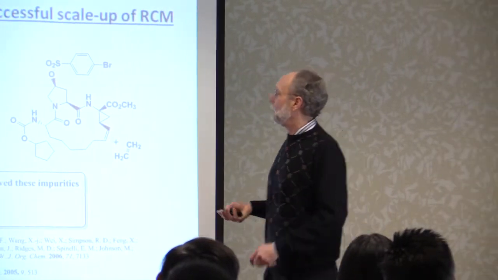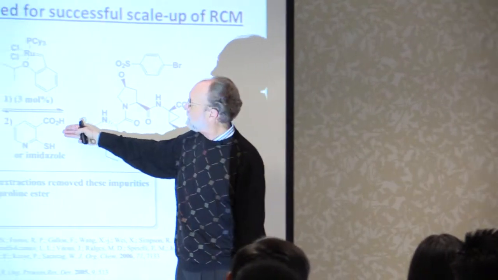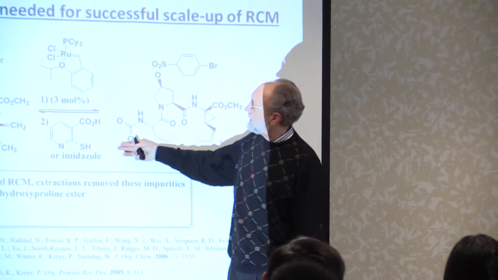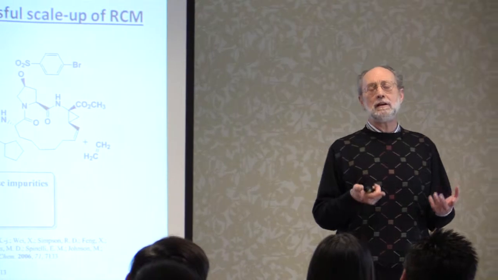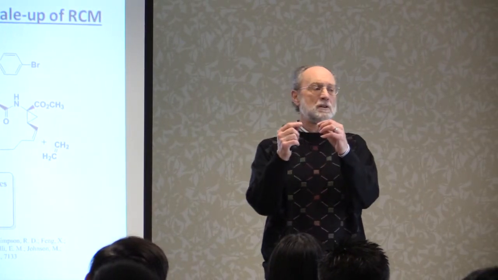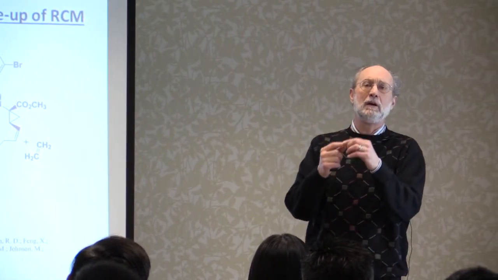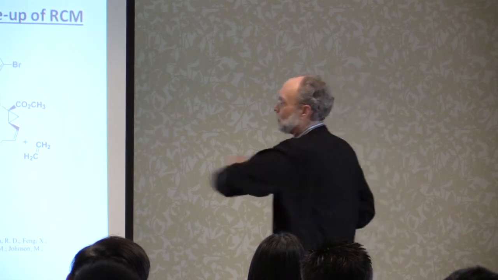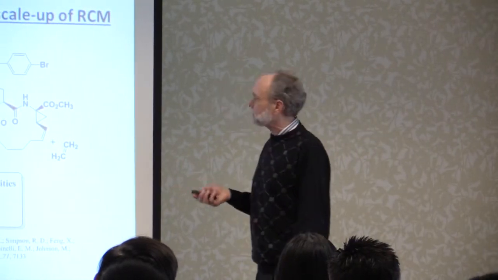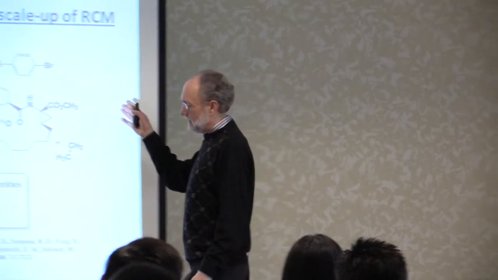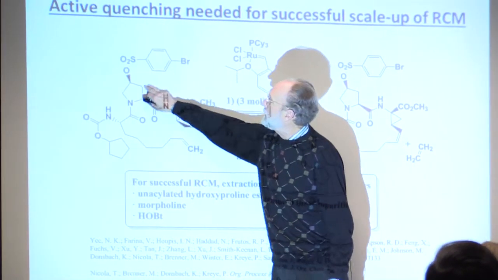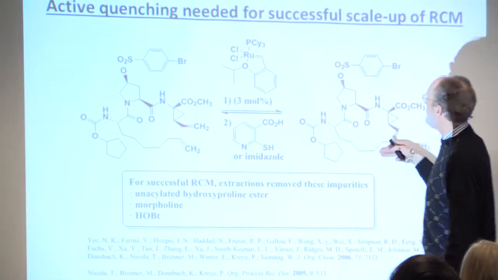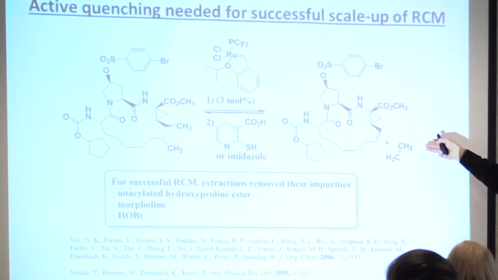And the one that they talked about in the papers is the 2-thionicotinic acid. The imidazole was mentioned in their patents. They have to actively quench the reaction by coordinating to the ruthenium and stop the reaction from going back to the left. And again, this was the processing to convert the sulfonate ester over to the ring-closed sulfonate ester.